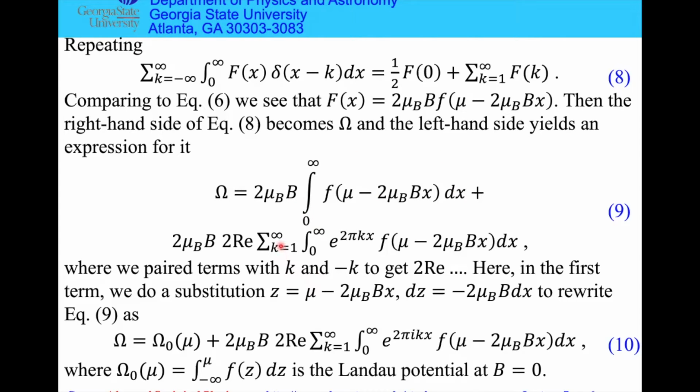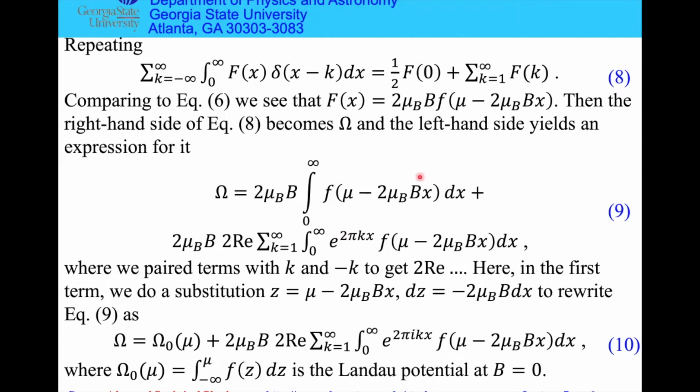And the second term: we pair terms with k and minus k, because the summation goes over k from minus infinity to infinity, and every non-zero k is repeated twice, as we know. So k comes here, and minus k is the complex conjugate of this exponential. Together they will give you double the real part of the exponential. This is the exact expression. We didn't do any approximation, just rewrote it using the theory of Fourier series.